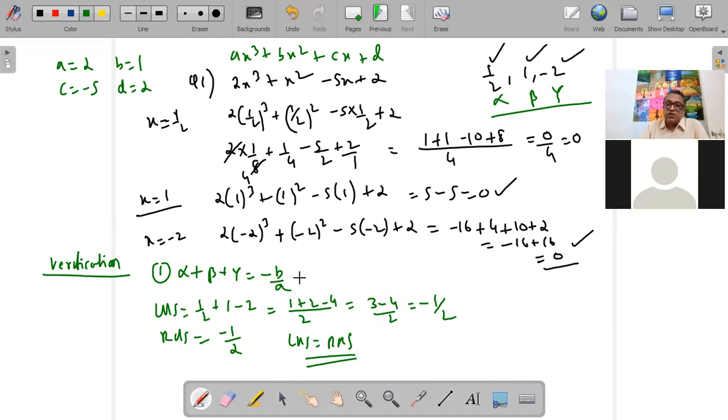Now remember this, there are three verifications in cubic. जैसे हमने quadratic में दो verification किया था. One was alpha plus beta minus B by A and the other was alpha beta C by A. Same way, there will be three verifications. So this is our first verification.